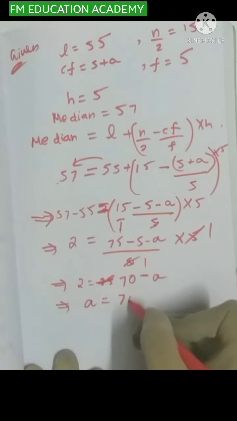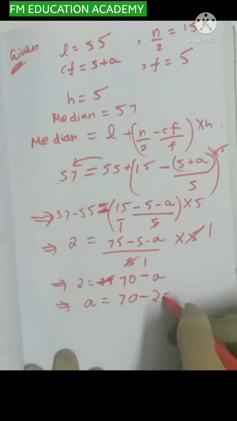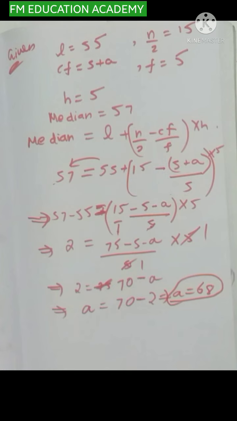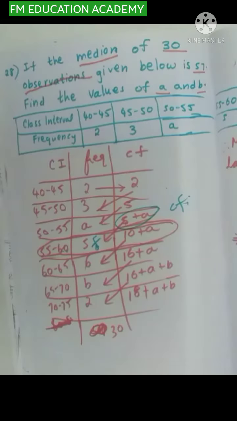Plus A is equal to 70 as it is, plus 2. If it comes to this side, it becomes minus 2. So we get A is equal to 68. It told us to find out B also. How to find out B value?